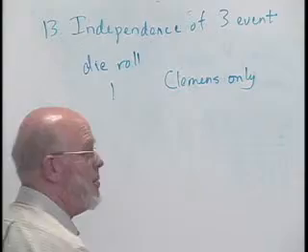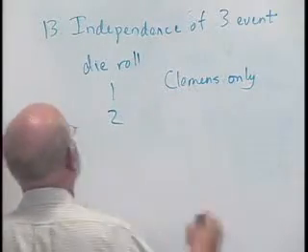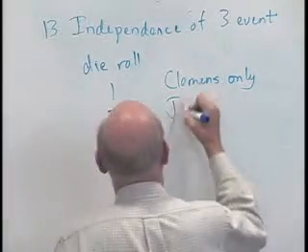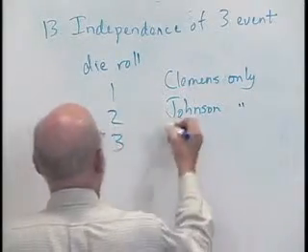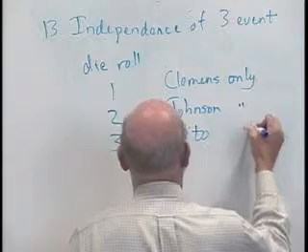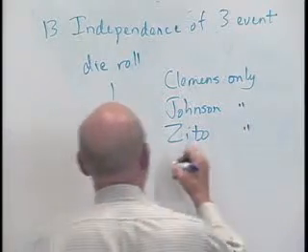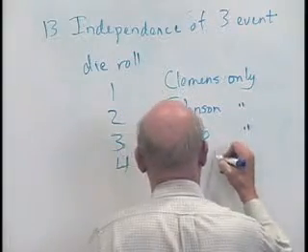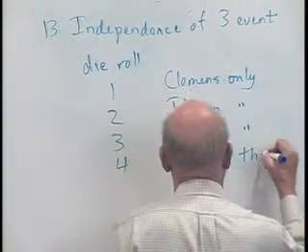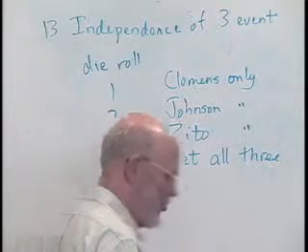you get Clemens only, but you can't sign the other two guys. If I roll a 2, you get Randy Johnson only. If I roll a 3, you get Barry Zito only. And if I roll a 4, you hit the jackpot. You get to sign all 3 of these folks.